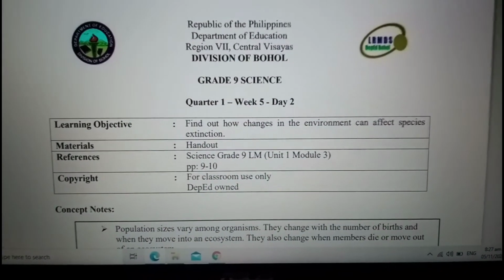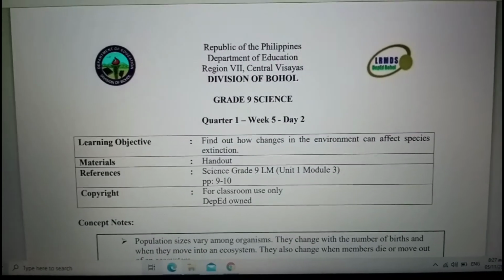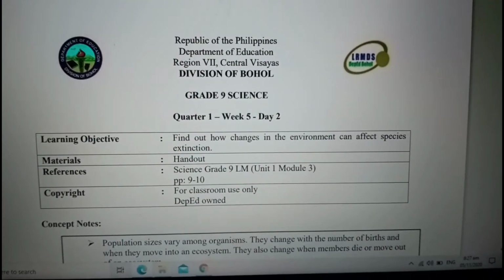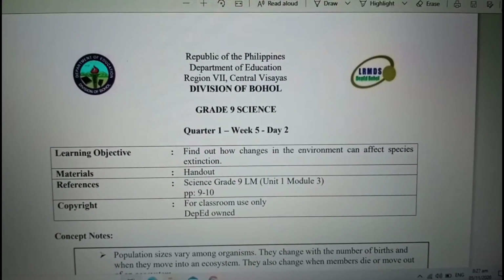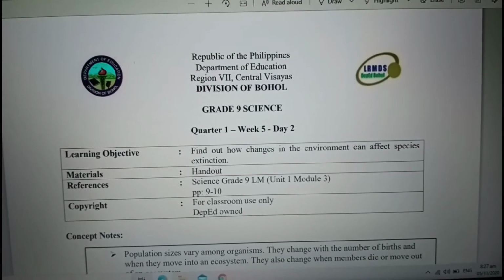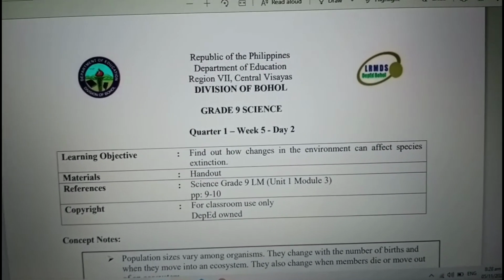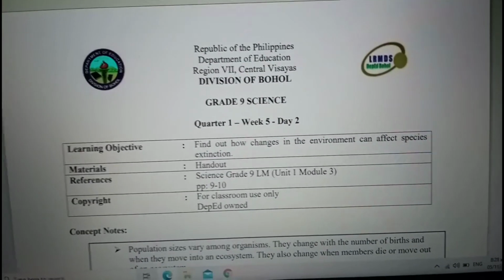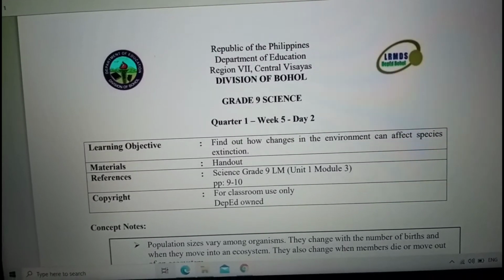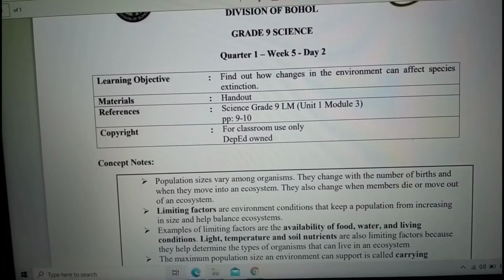Hi, this is your week 5, day 2. So, the learning objective is to find out how changes in the environment can affect species extinction. So, that is the learning objective. So, let us find out how these changes in the environment can affect species extinction.